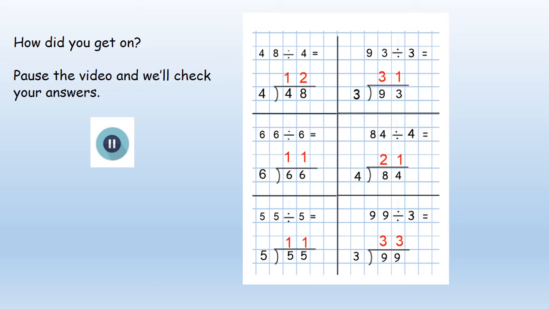Then we have 66 divided by 6 equals 11. Then 84 divided by 4 equals 21. Then 55 divided by 5 equals 11. And 99 divided by 3 equals 33. Did you get all of those right?